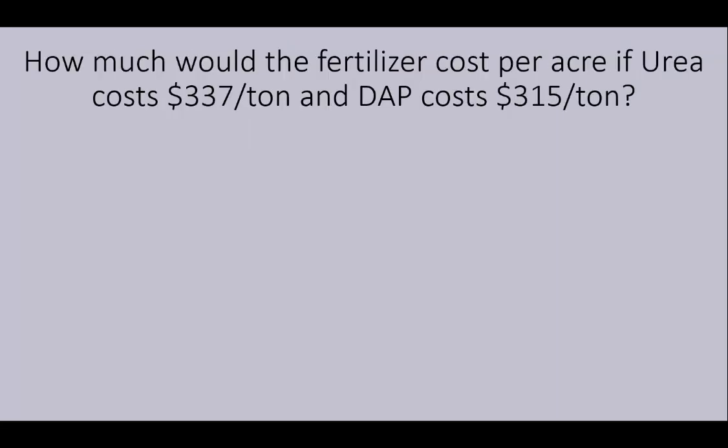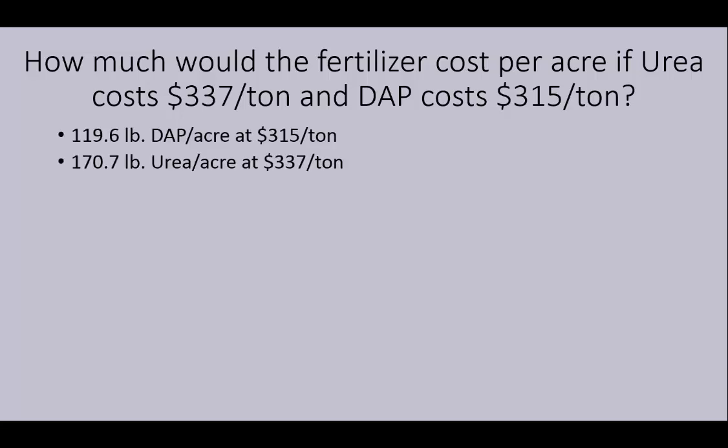How much would the fertilizer cost per acre if urea cost $337 per ton and DAP cost $315 per ton? In the last problem, we found that we need to apply 119.6 pounds of DAP and 170.7 pounds of urea per acre. Prices for these fertilizers are given in dollars per ton, and 1 ton equals 2,000 pounds. To find out how much each pound of fertilizer would cost, you can set up a ratio. A dollar amount equals 1 ton, and 1 ton is equal to 2,000 pounds.